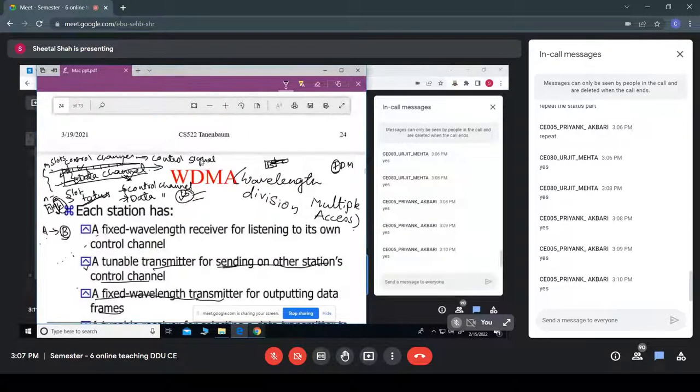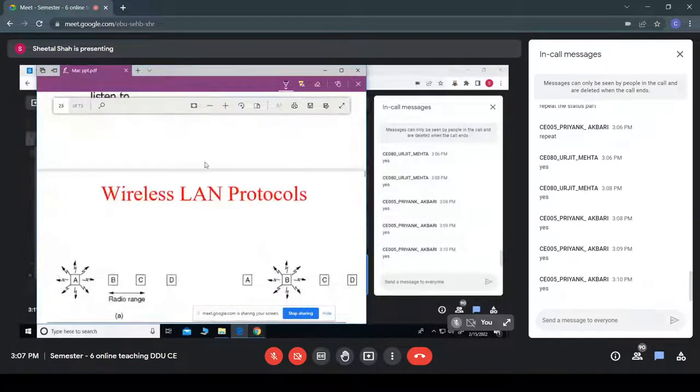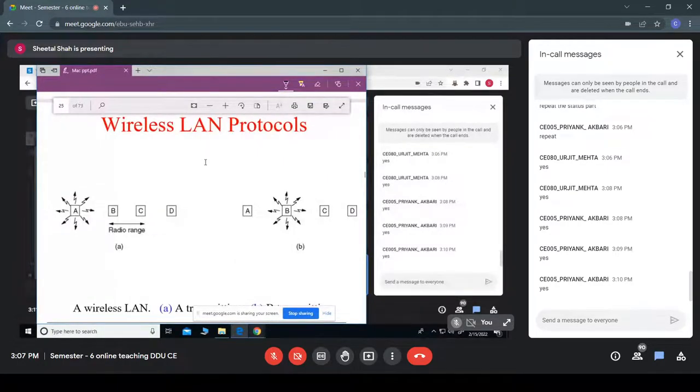So till now, whatever we have learned was for the wired networks. Next we'll see the various protocols which are used for wireless LANs, wireless networks. Can you tell me what are the challenges which are faced for the wireless networks? We have learned about CSMA, CA, etc.